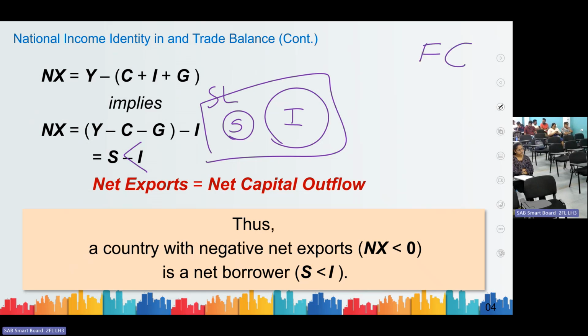Foreign countries will lend to Sri Lanka. Sri Lanka borrows from foreign countries. This amount of investment can be fulfilled through national savings, and this amount will be borrowed from other countries. Now Sri Lanka has money.